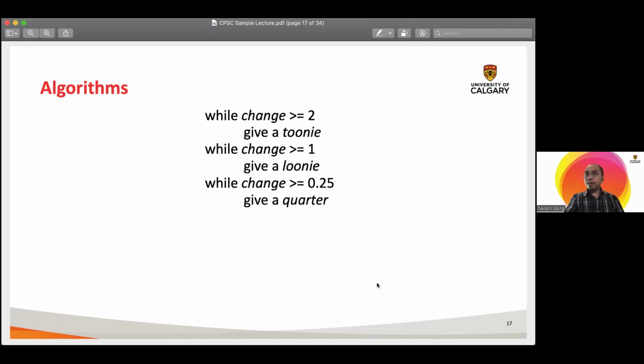Now, this is what we have. So if we are actually going to write the program to do this, okay? There's something that we actually need to keep track of, right? We need to keep track of how much change is left. And we also need to keep track of the number of toonies, number of loonies, number of quarters we need to give back, right? We need to somehow remember this, right?